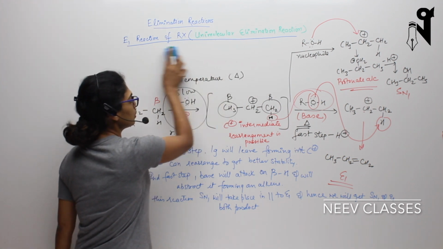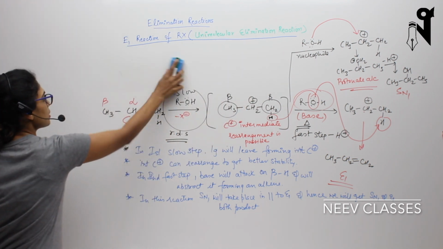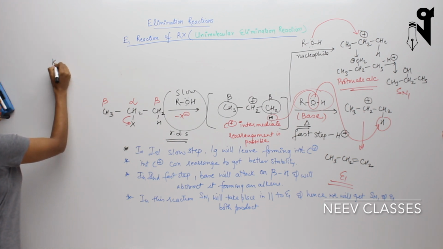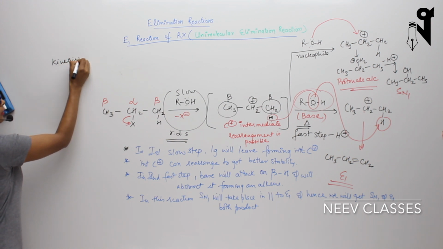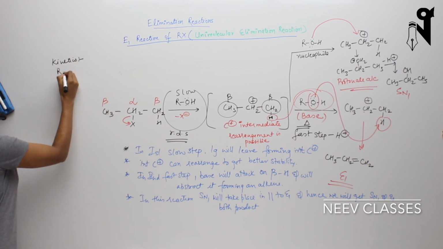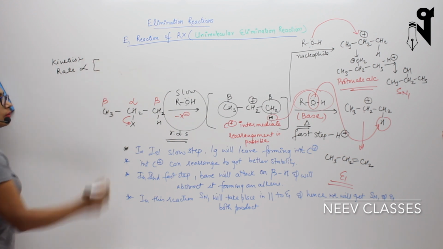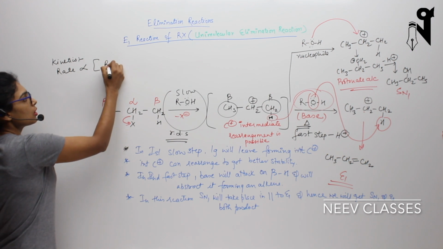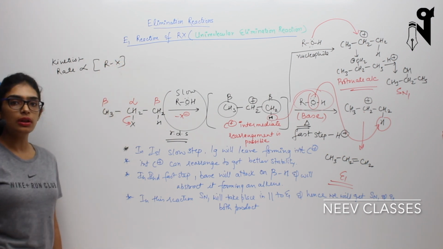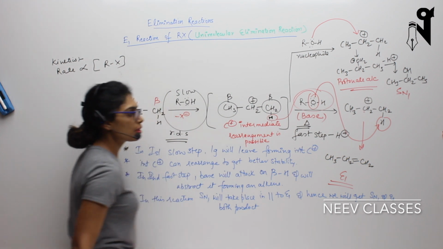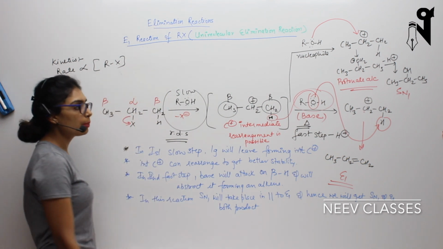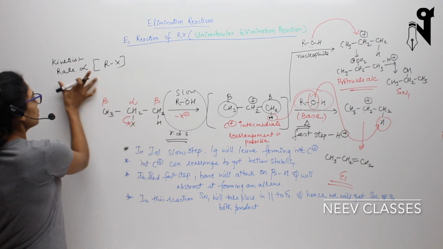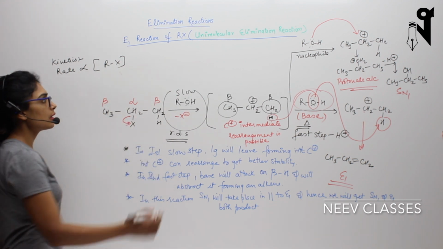Let's write down the information about the kinetics of this reaction. Kinetics: the rate of this reaction will be directly proportional to the concentration of the reagent. Very similar to SN1, it will not depend upon the base concentration. Why? Because the base is coming into the picture in the fast step. In the slow step, only RX is present. So the rate is directly proportional to RX.